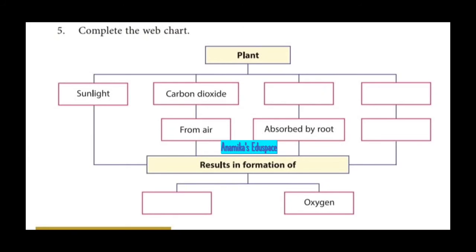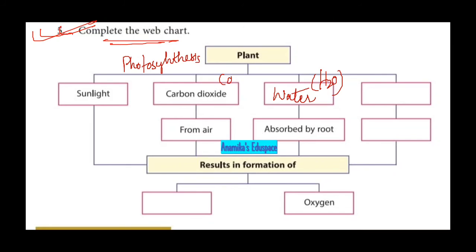Question number 5. Now this question provides a web chart to you. You have to fill up these blanks. So let's begin filling up these blanks. What does the plant need for the photosynthesis process? We all know that the plant needs sunlight, carbon dioxide, water, that is H2O, right? Carbon dioxide is CO2, and what else? Another thing will be the green pigment. We are missing that. Yes, correct. So the green pigment will be chlorophyll.